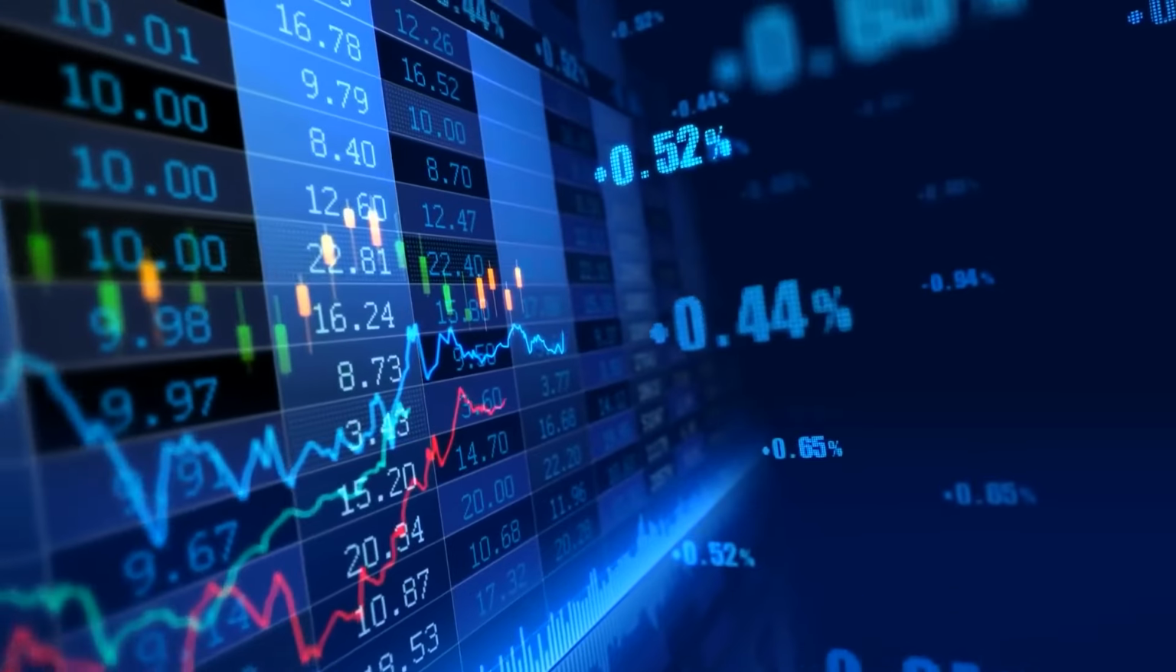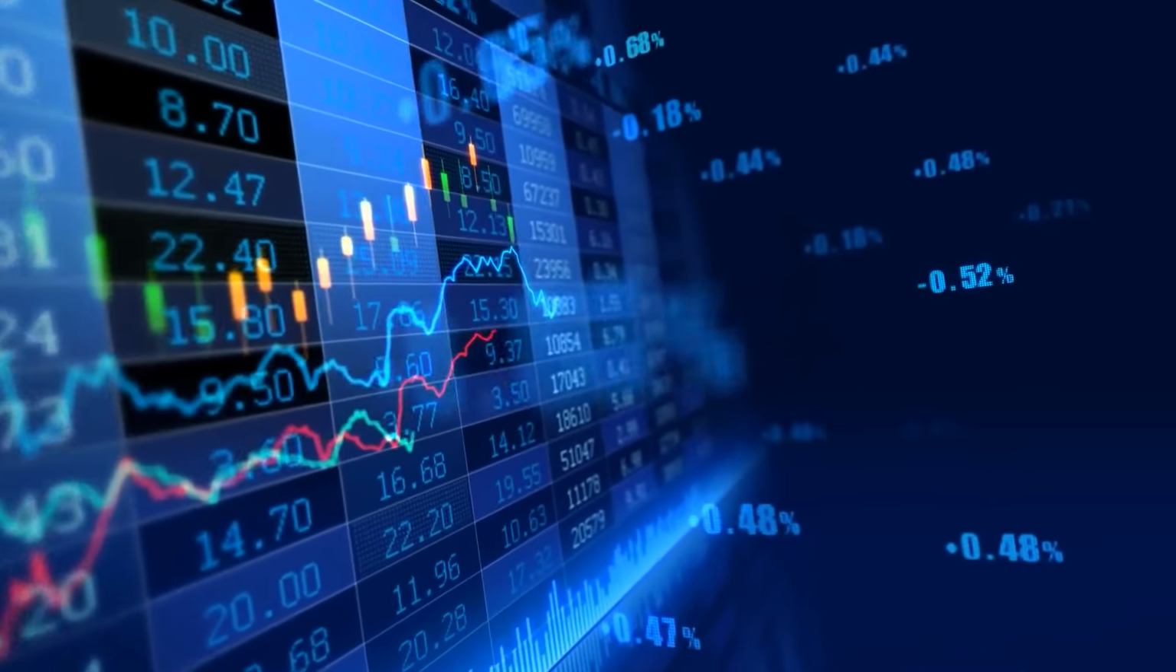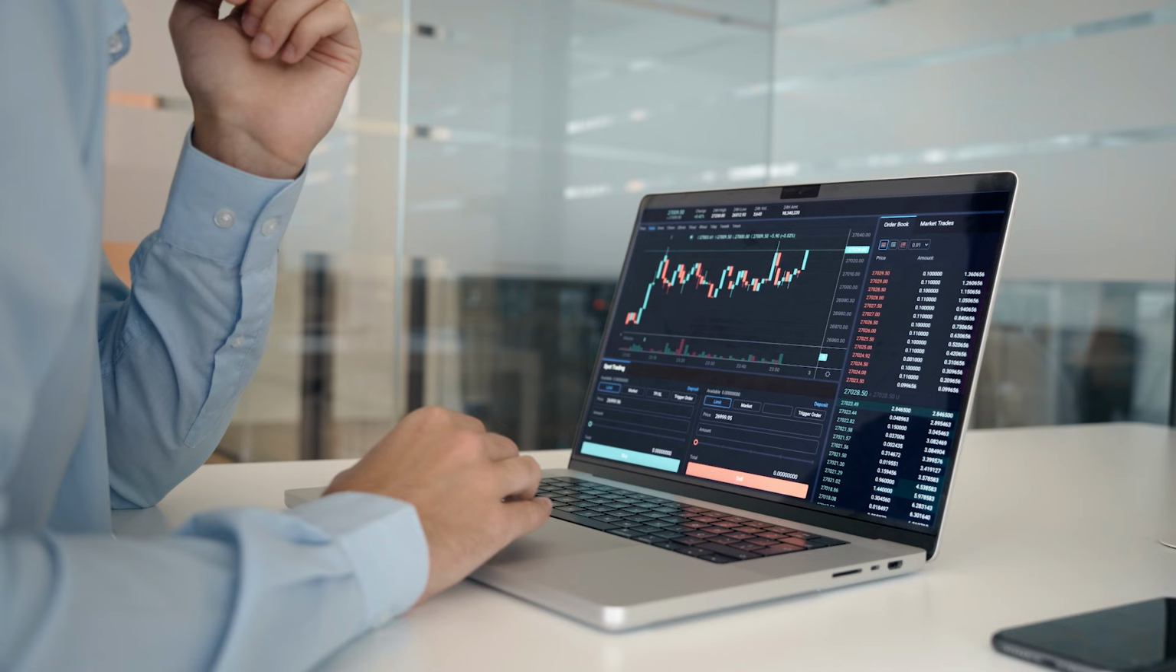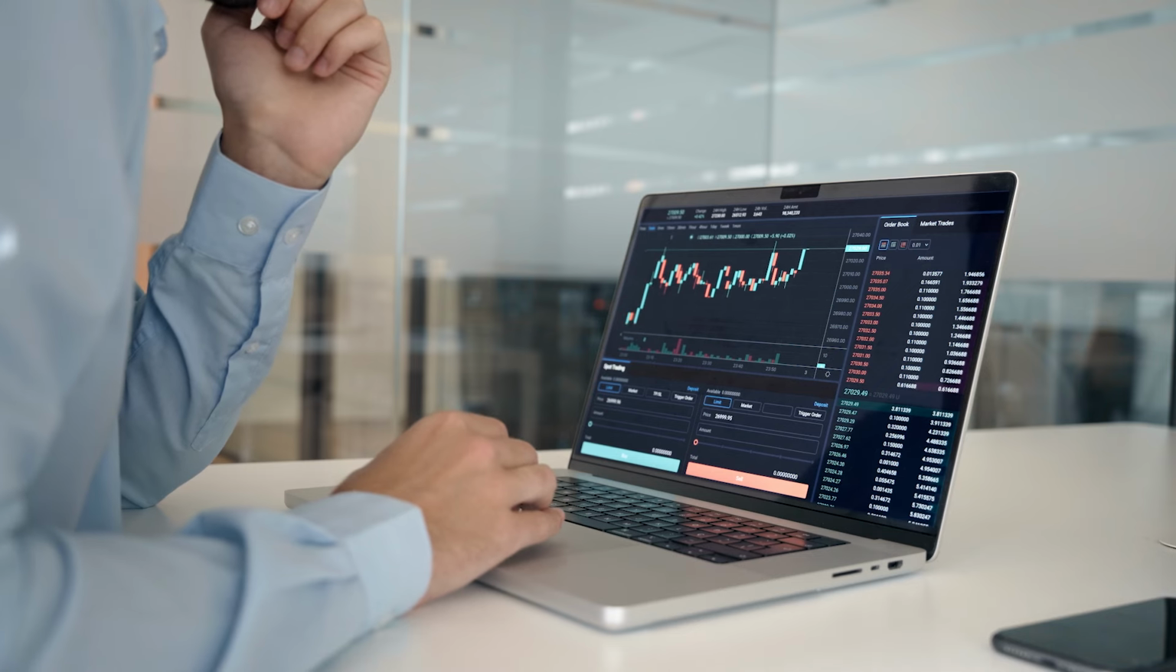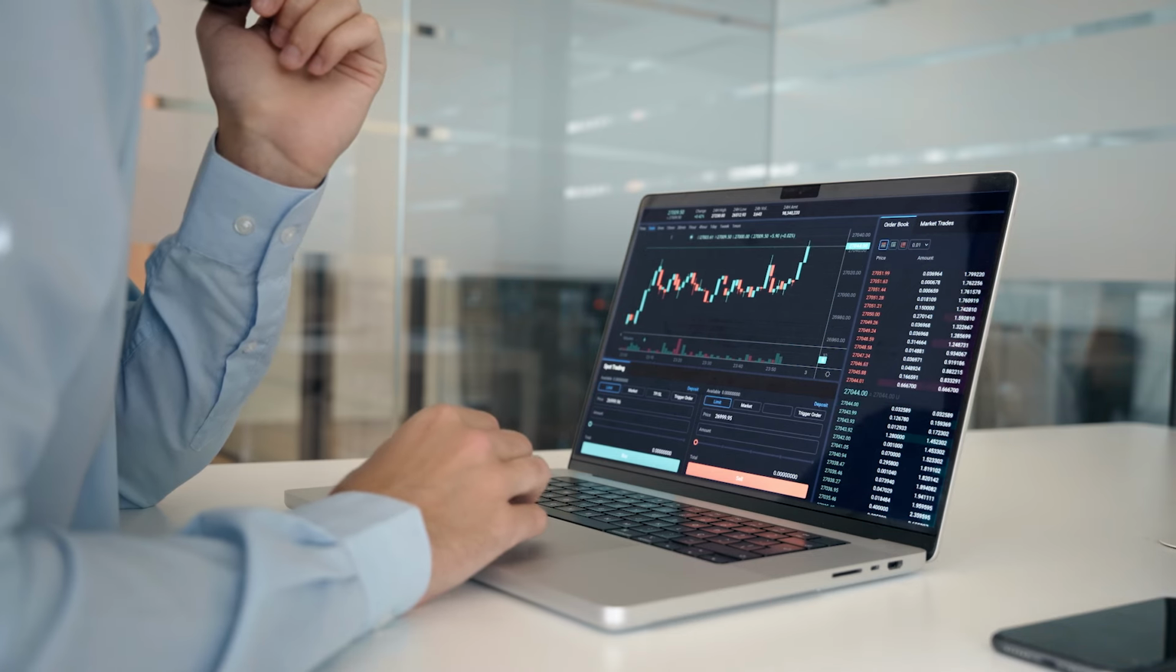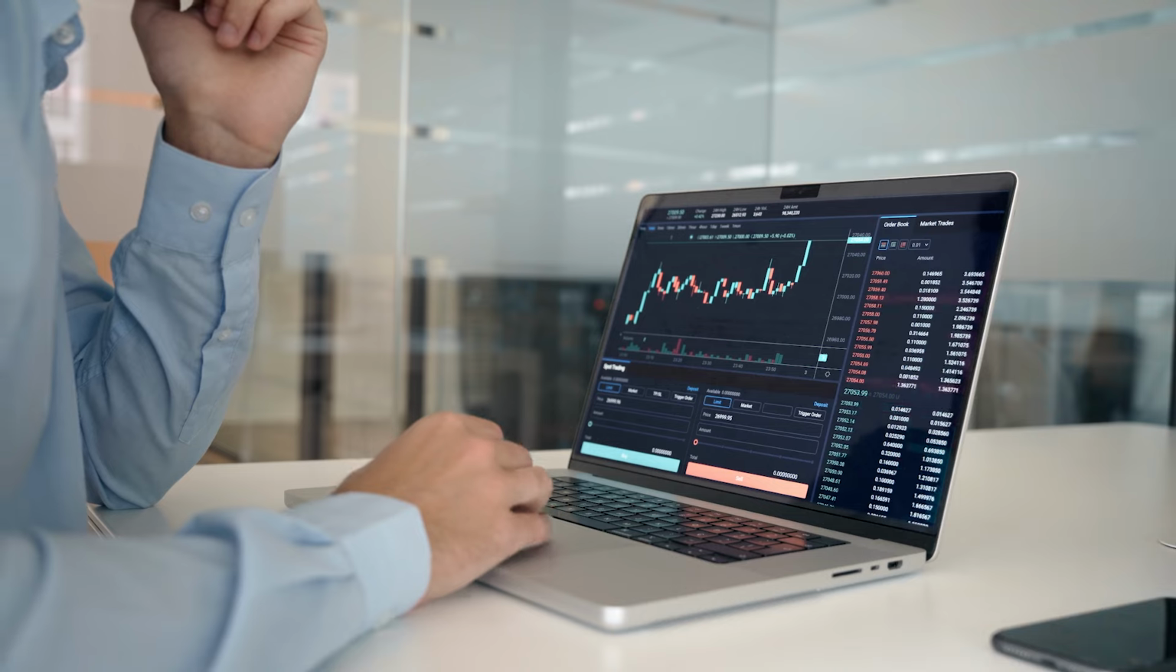When an asset approaches a round number, and the more zeros it has, the more significant that round number is, there are many traders watching that level. Some see it as a target to achieve, while others view it as a barrier to break. This collective focus can influence the behavior around these price levels.